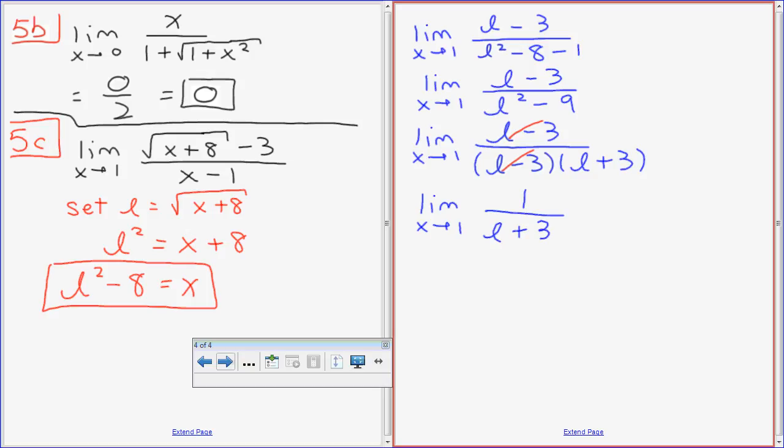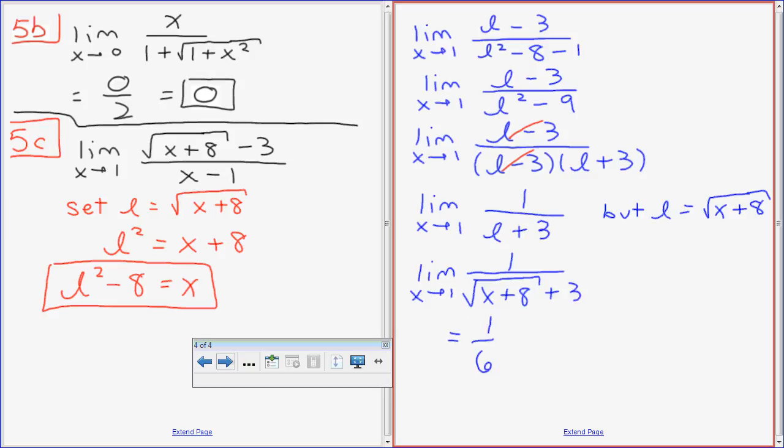Hannah, what do we do now, please, if anything? Right on. Okay, so I'm going to say, but L equals root of x plus 8. So, limit as x approaches 1 of 1 over root of x plus 8 plus 3 equals 1/6. Is that right? I'm going to take a step back and just make sure that we balance there.